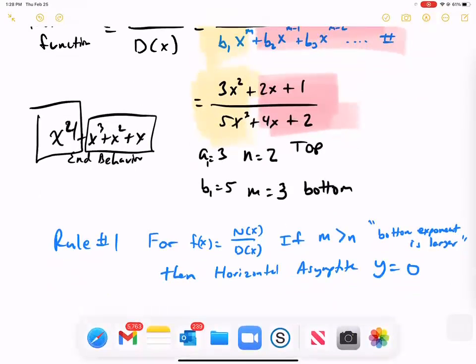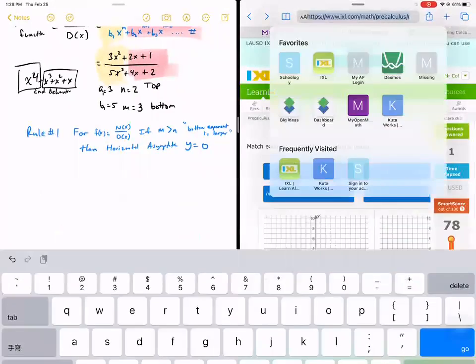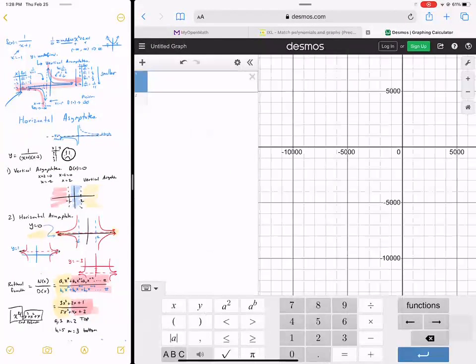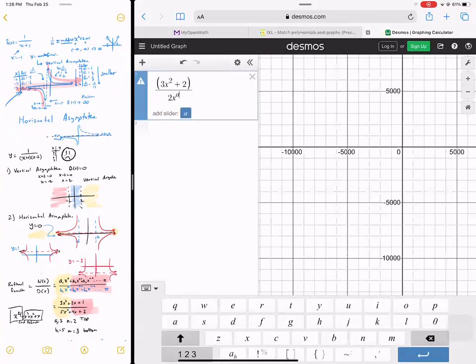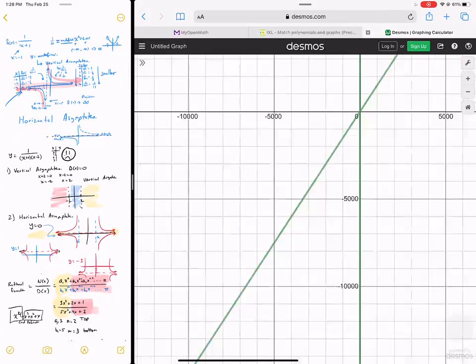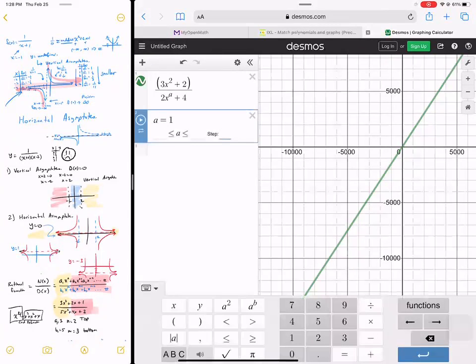Now let me just demonstrate this real quick. I'm going to make up a Desmos problem, and I want you guys to see if the horizontal asymptote here is going to be 0. The problem is going to be 3x squared plus 2, in parentheses, divided by 2x to the, I'm going to use the letter a here, plus 4. I'm going to give you guys a little trick here. I'm going to change the settings of this slider to use only positive steps from 1 to 5.